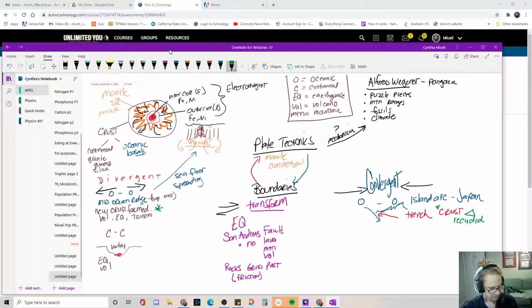Okay. So at this trench, we all know how Japan works. We get lots of earthquakes, lots of volcanic activity, and we get tsunamis. Do we get mountains? Yeah, that's what the island is. It's one big island under the ocean that built up.